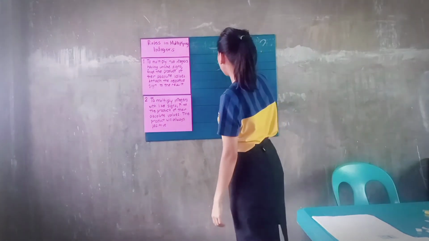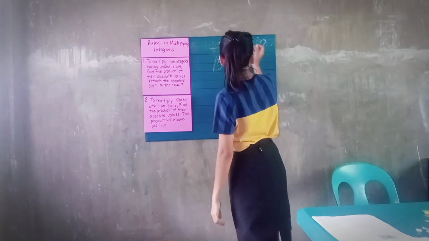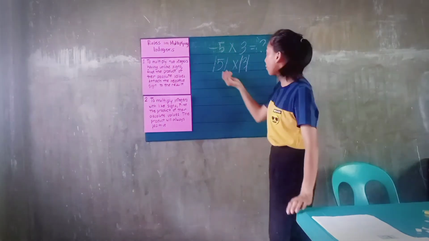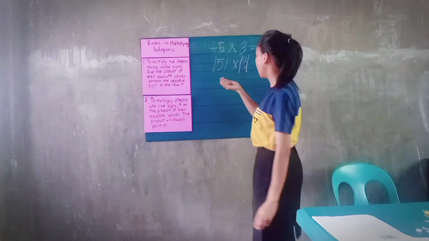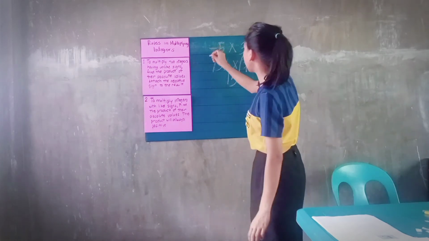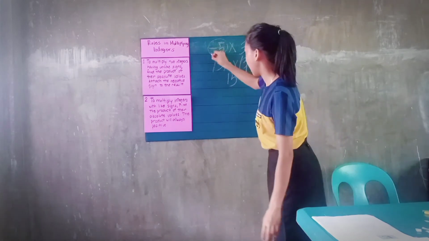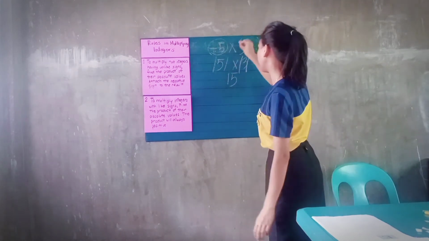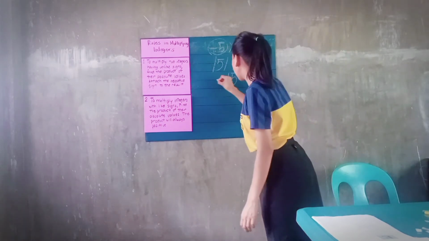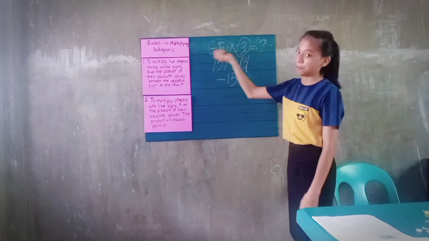Gagawin natin siya. Kukunin natin yung product natin. Then the answer, 5 times 3, then the answer is 15. Dahil sila ay magkaiba ng sign, itong isa ay negative, then the other one is positive, you will write the negative sign dahil they are not the same.